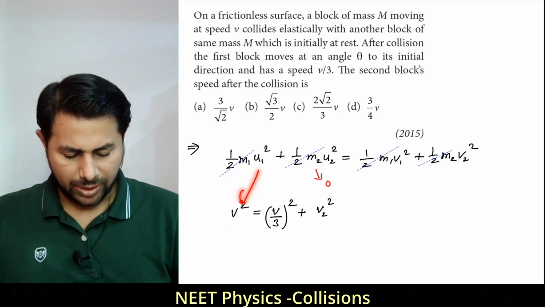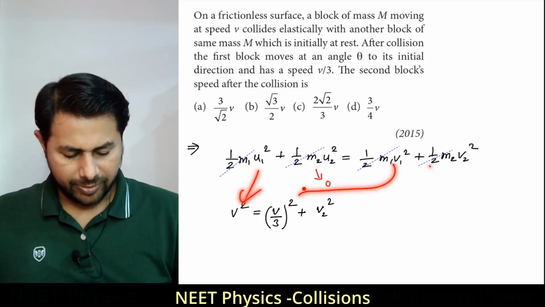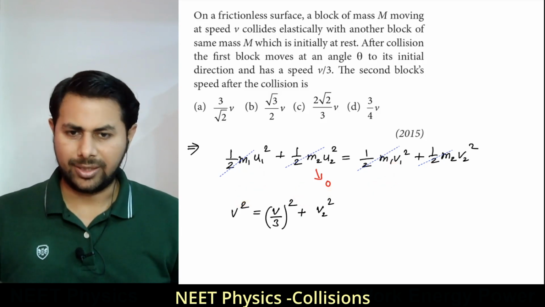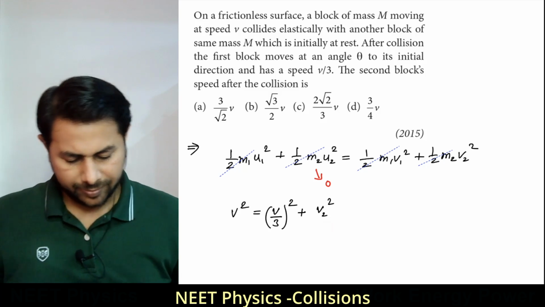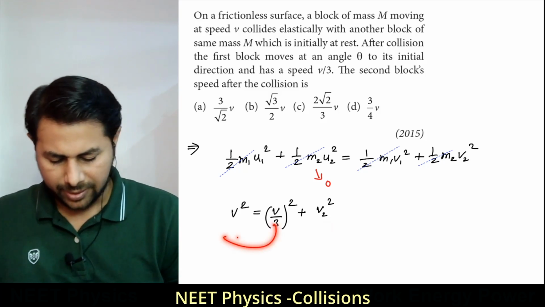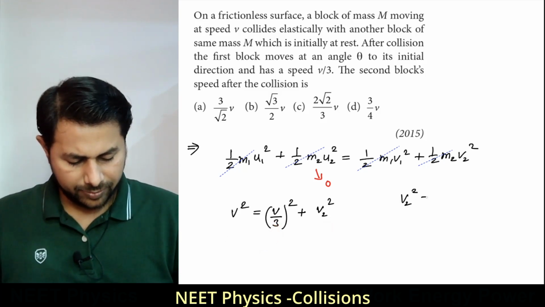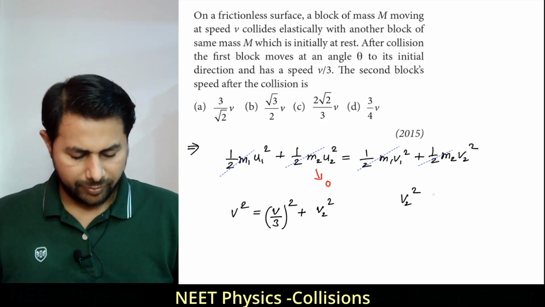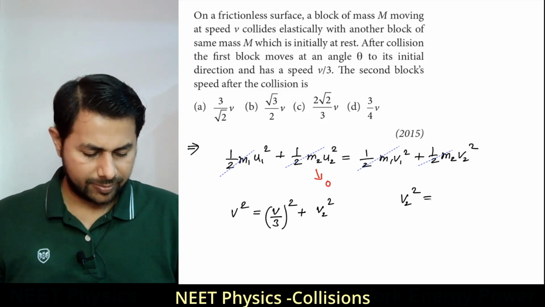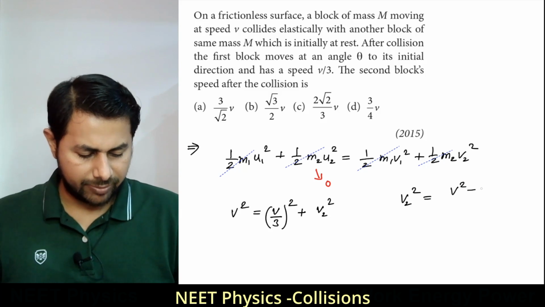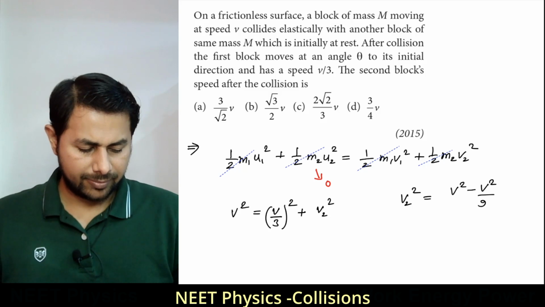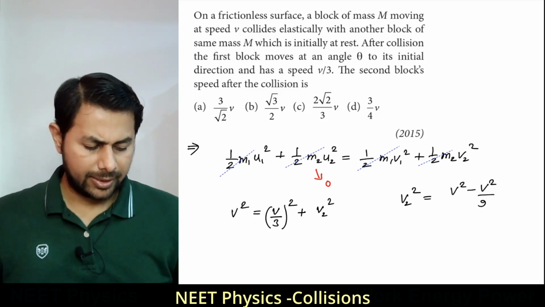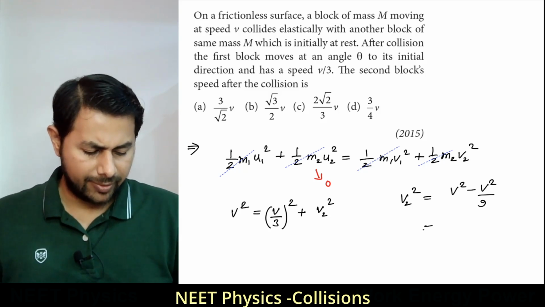Okay, u1 is v, v1 is v by 3, and we just want v2. So v2 would be equal to what? Just move this thing to the other side. So v2 square is equal to v square minus (v by 3) square. Okay, v square minus (v by 3) square, that is v square by 9, right? That is 8 by 9 of v square.